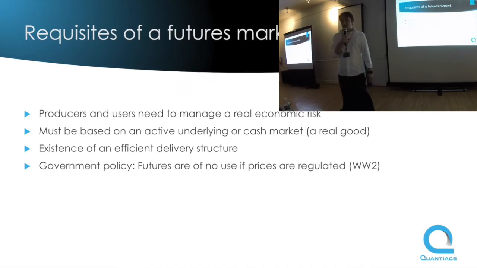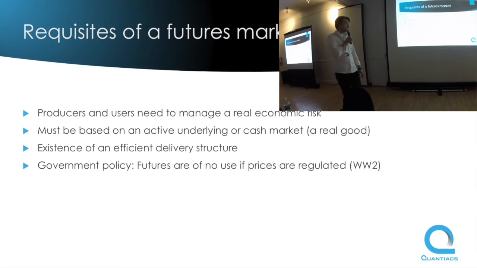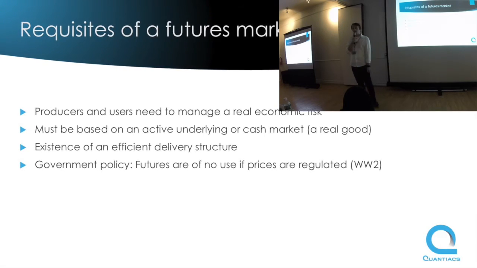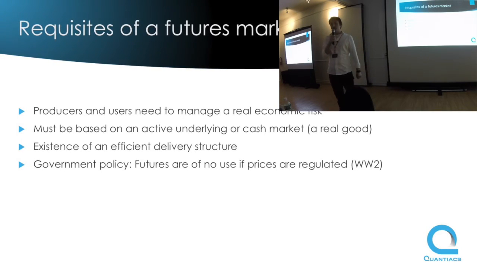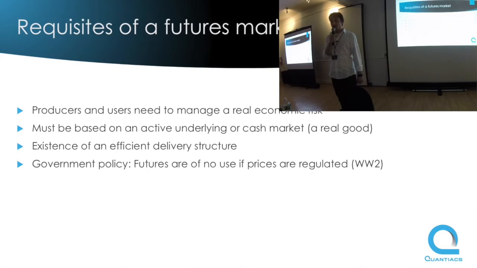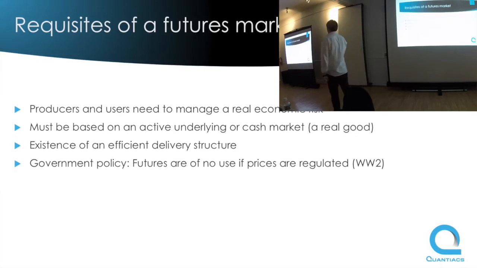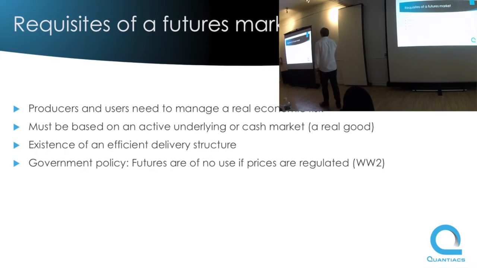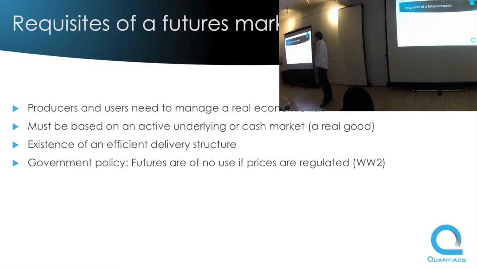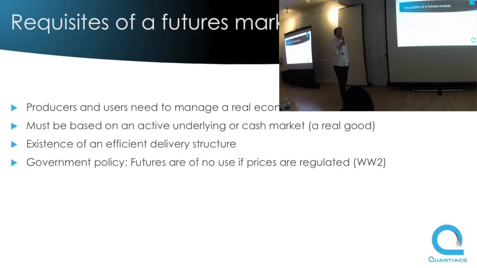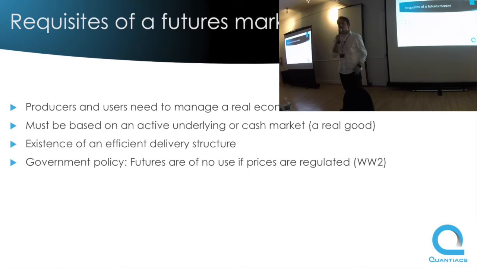So it must be based on an active underlying or cash market, a real good, so to say. And there has to be an efficient delivery structure for that future. And of course, the last important point is government policy. It makes absolutely no sense to have futures if the governments regulate the prices. So if there is no free market for the underlying commodity, it makes no sense to have a future.